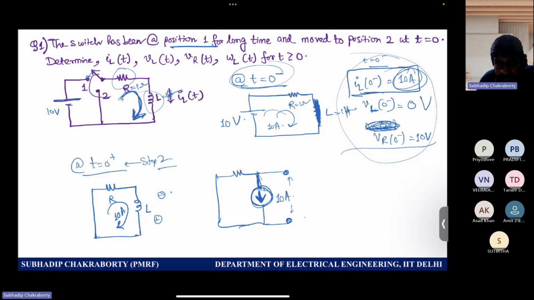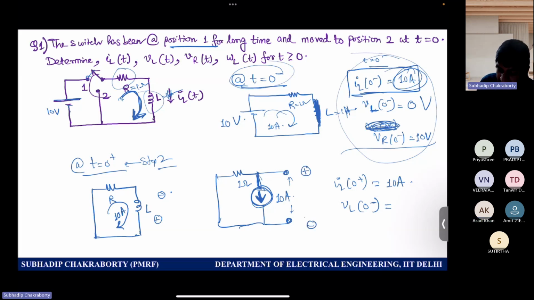Direction will not tell you; it will tell you the strength. Direction you need to analyze by your philosophy: positive lead to negative lead, that's why. So now you tell me, what is IL(0+)? 10. What is VL(0-)? Just you see the magic, it will happen. 10. Is it 10 or something else?